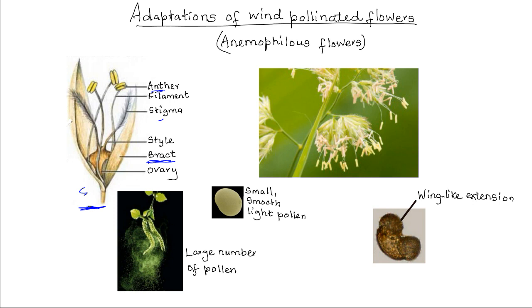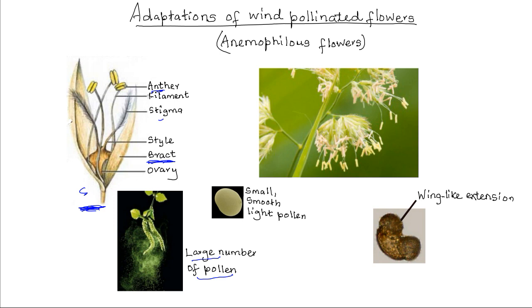So unlike other flowers, a typical flower that has large prominent petals, wind-pollinated flowers lack the petals. Instead, they have bracts or small leaf-like structures. This is to expose the anthers and the stigma to the wind as much as possible. Another feature or adaptation of the wind-pollinated flower is that they produce a large number of pollen grains to increase the chances of the pollen grains landing on the stigma.